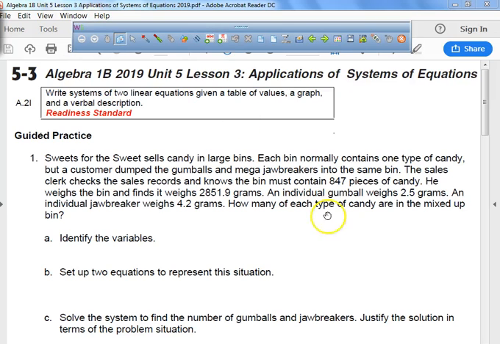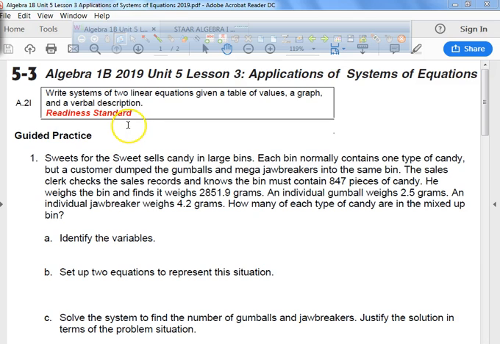All right, today we're going to be focusing on applications of systems of equations. Now you'll notice right here, you see where it says readiness standard? That means anytime you see a readiness standard, there's definitely going to be a question on the STAAR EOC on this. Supporting means every other year, but if it says readiness, you have to know. You have to be ready for this information.